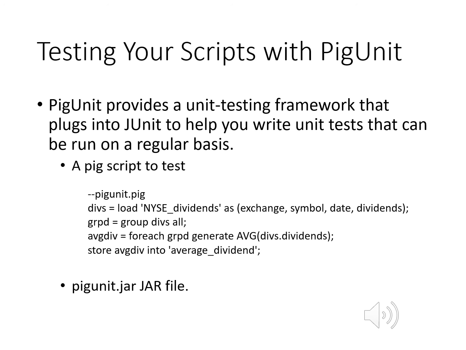Here is an example of how to test a script with PigUnit. First, we will need a Pig script to test. And second, we will need the pigunit.jar file. This is not distributed as part of the standard Pig distribution, but we can build it from the source code included in our distribution. Third, we will need data to run through the script. And last, we will need to write a Java class that JUnit can use to run the test.